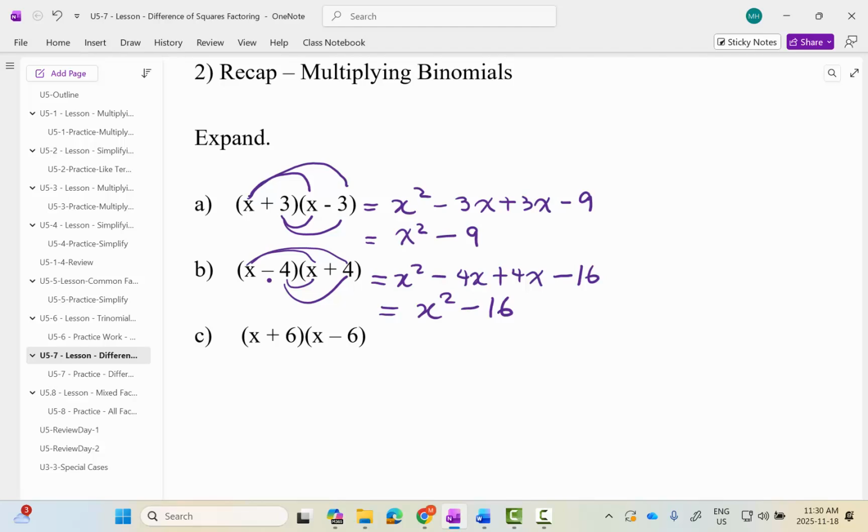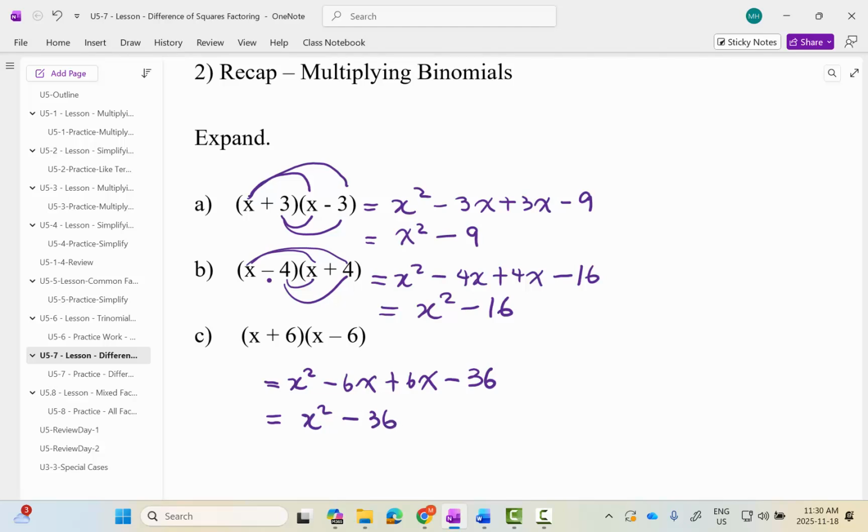All right, so same thing here. If one's plus and one's minus, so what are you going to get? You're going to get x squared, right? Minus 6x plus 6x, okay? And then minus what? Minus 36, which is simply x squared minus 36.